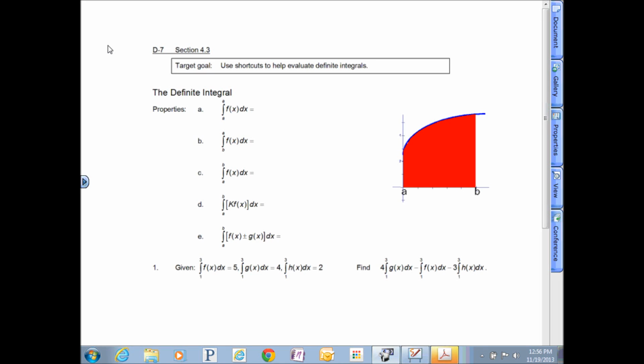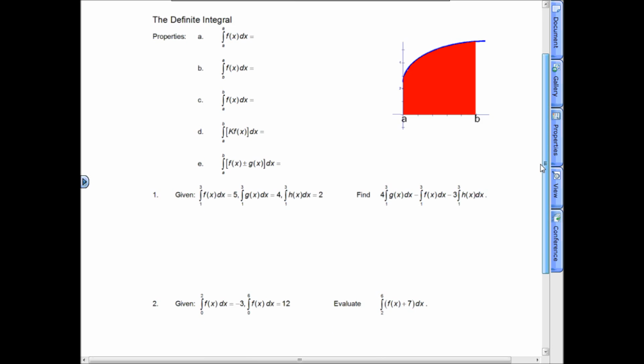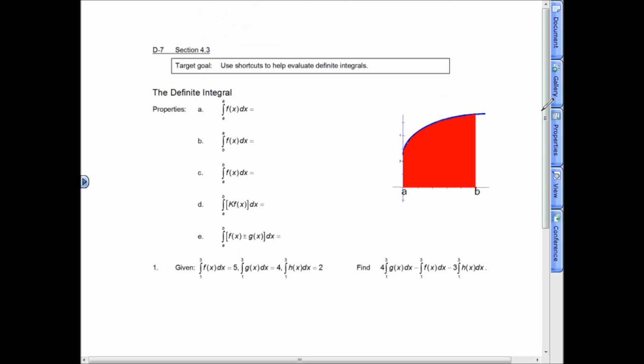All right, another day on section 4.3, and here we're going to bring in some properties of that definite integral that we set up yesterday. If we look at what we've got going here, this definite integral, we're going to start with this as my function f of x, and we're going to look at this red area with a lower bound of a and an upper bound of b. And here are some properties.